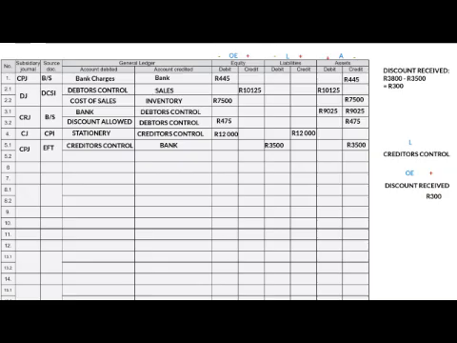Our creditors control liability, we are receiving a discount for paying in full, so our creditors control is also being reduced by 300. So it will have a negative effect on our liability. So let's record this onto our worksheet. So the account debited is creditors control. The account credited is discount received. 300 Rand on the credit side of equity and 300 Rand on the debit side of liabilities.